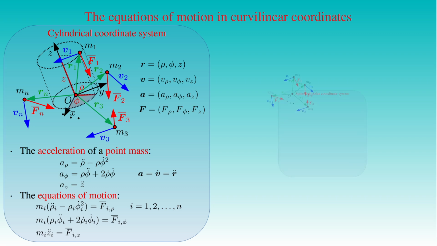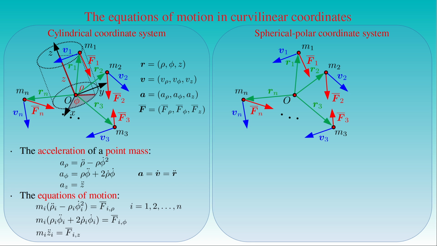The other curvilinear coordinate system frequently used in mechanics is the spherical polar coordinate system, which can also be applied for a system of point masses to derive the scalar form of the equations of motion of the system. By attaching a spherical coordinate system to the reference point O, we can express the position vectors of the point masses in terms of the radial coordinate r, the polar angle theta, and the azimuthal angle phi. The velocity and the acceleration of the point masses together with the force acting have the corresponding expressions in spherical polar coordinates as well. As in the case of the cylindrical coordinate system, we determine the acceleration of a point mass in a spherical coordinate system.